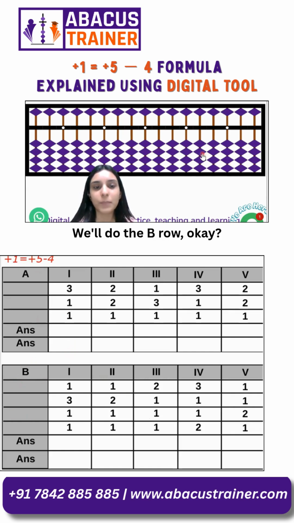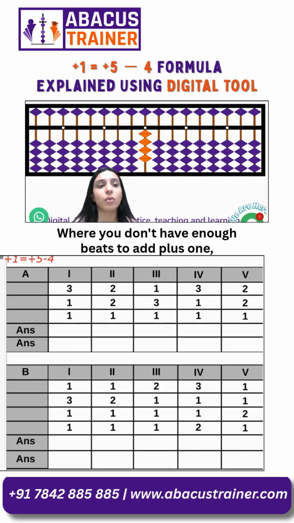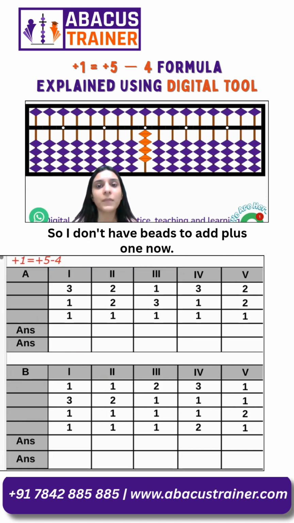B row, first question: 1 added 1 plus 3. Now I have to add another one. Can I see the beads to add another one? Do I have enough beads to add one? No, right? So what did I tell you? Where do you apply plus one's formula? Where you don't have enough beads to add plus one, right? So I don't have beads to add plus one now.